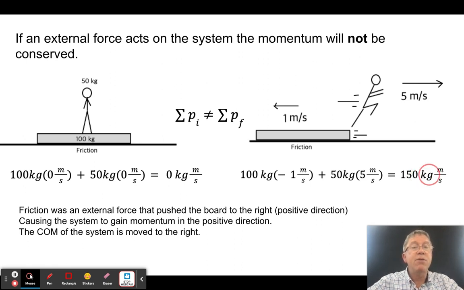How is this possible? Well, there was an external force of friction, and if the board was moving this way, then the friction with the ground was pushing the opposite way. So basically, a force was applied to a part of the system in the positive direction, and consequently it gained momentum in that positive direction, and the center of mass of the system has moved in the positive direction because the center of mass has to change. If you think about it, if this has only moved 1 meter and this has moved 5 meters, well, the center of mass has moved from here forward a bit because there's an external force acting on the system.